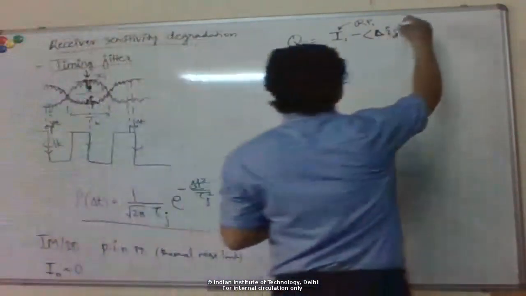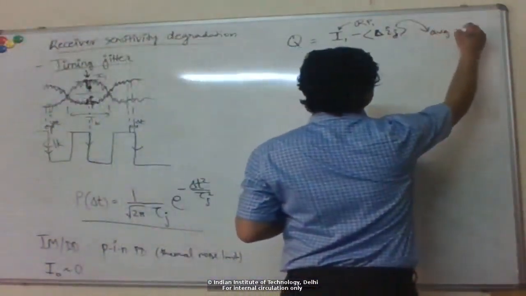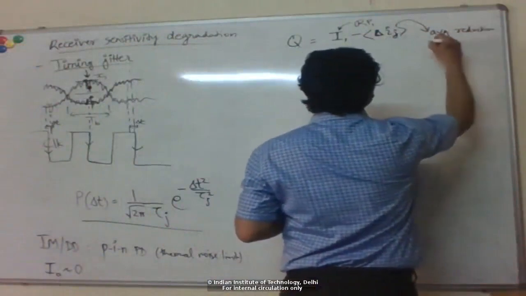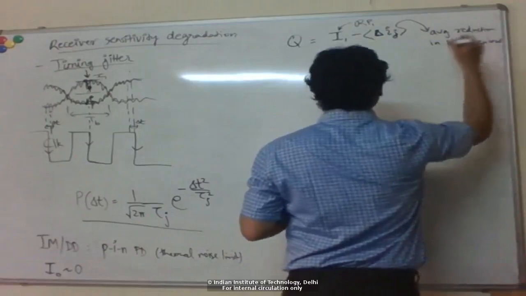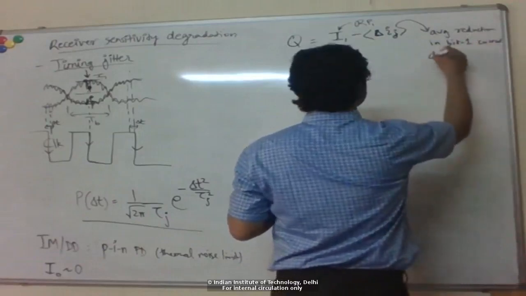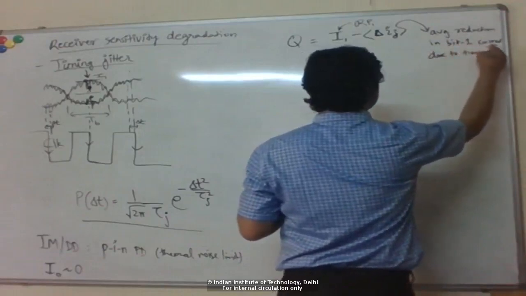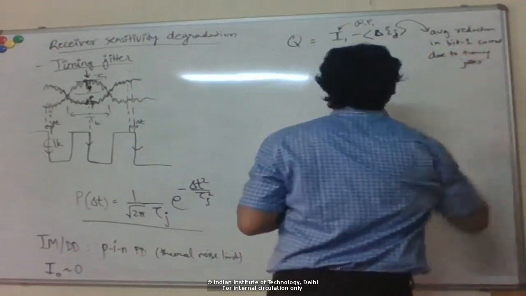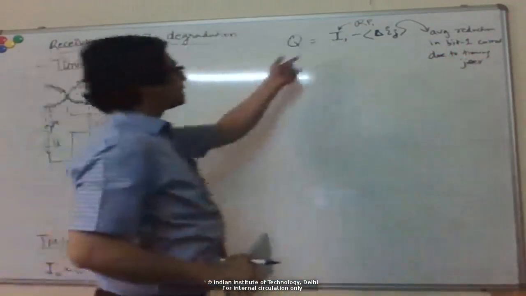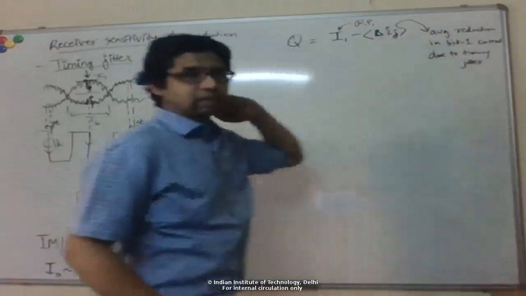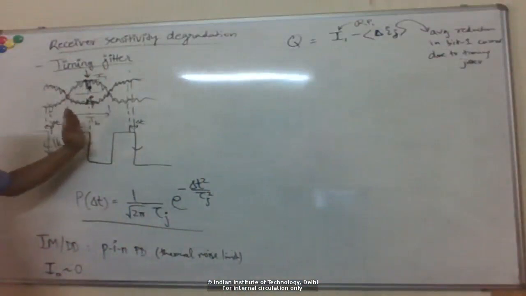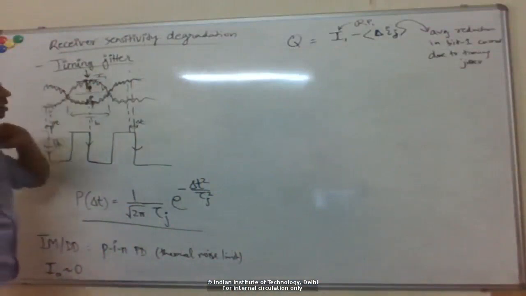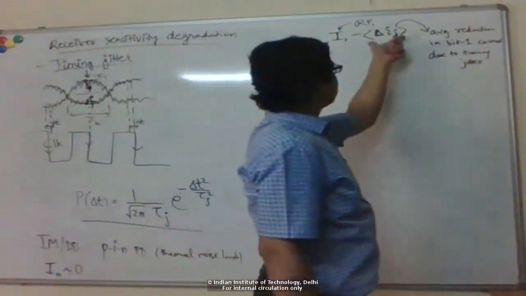Okay. So this is the average reduction in the bit 1 current due to timing. You can appreciate that there will be a reduction. Although this process is random and the jitter can be either positive or negative, even with a negative or a positive jitter, you always get a reduction on average in the photocurrent. So that's why you'll have an average reduction in the photocurrent.